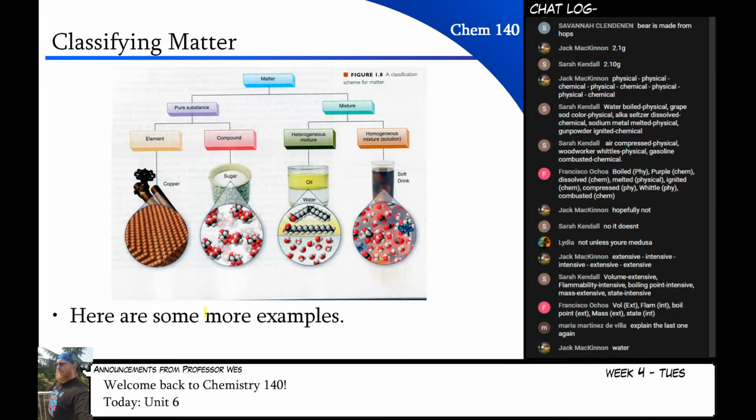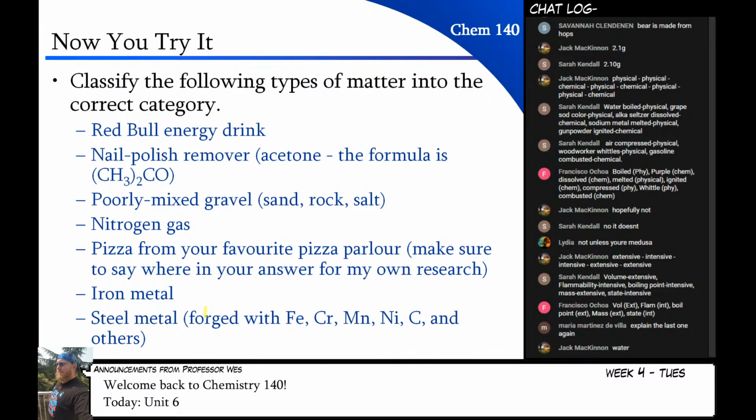On the next slide, I have an example of different substances and what categories they fall into. You can pause the video if you want to look at that. Then I have the examples. I'm going to give you these substances, and I want you to tell me which category they fall into: pure substance or mixture. And then which subcategory they fall into: element, compound, homogeneous, or heterogeneous mixture.